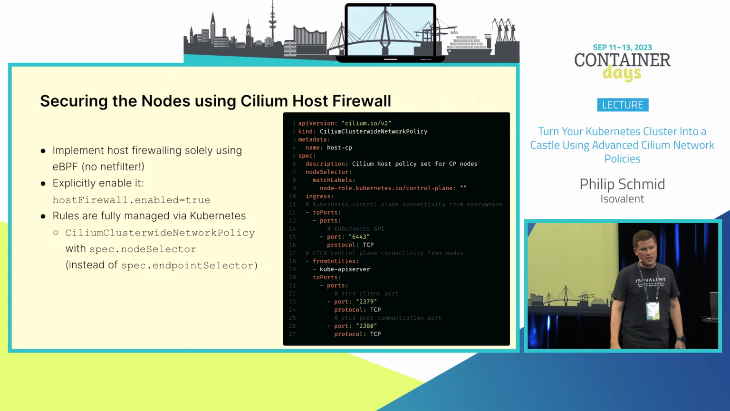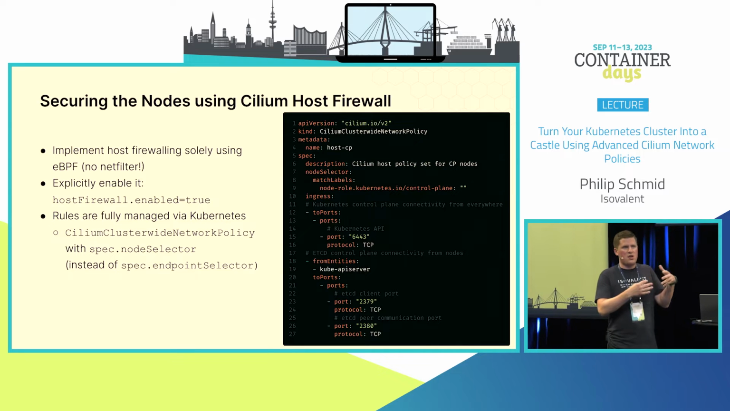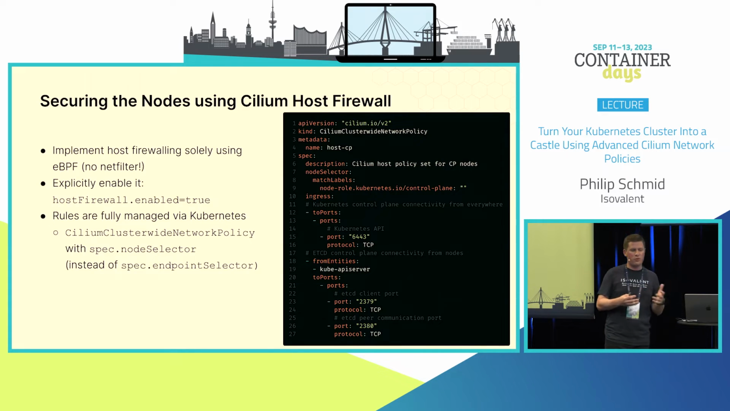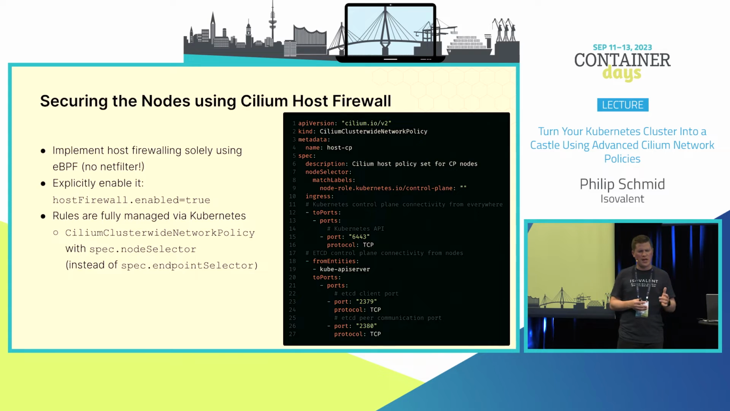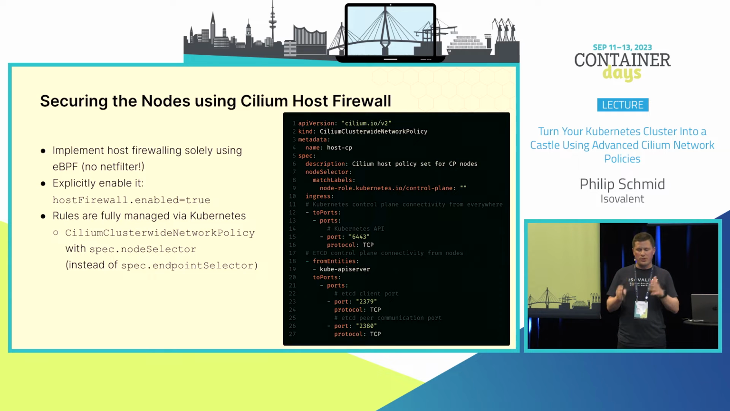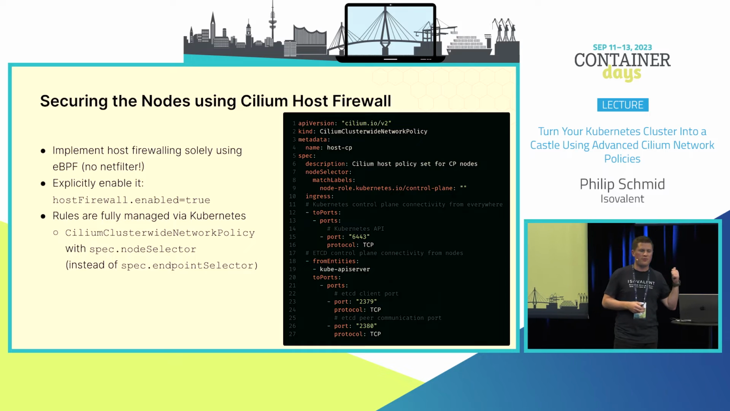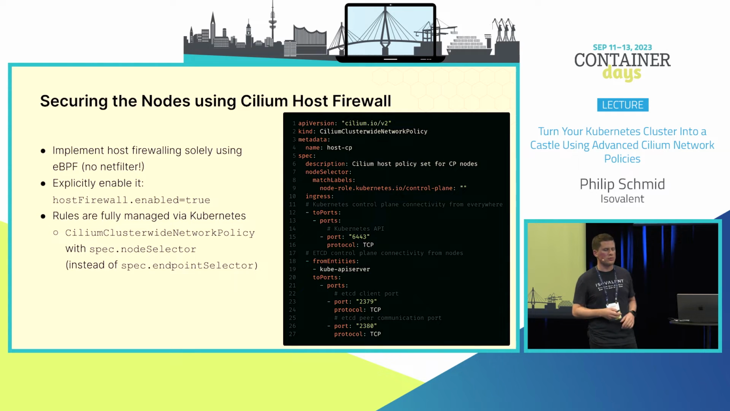This one is intended to be applied to control plane nodes. And as you see, it's just like other Cilium network policies. This time it's a Cilium cluster-wide network policy. But at the same time, we are not using an endpoint selector, as you usually do to select workloads in general. Here we are using the node selector to actually select nodes. So here we are selecting labels of nodes to apply those rules to.